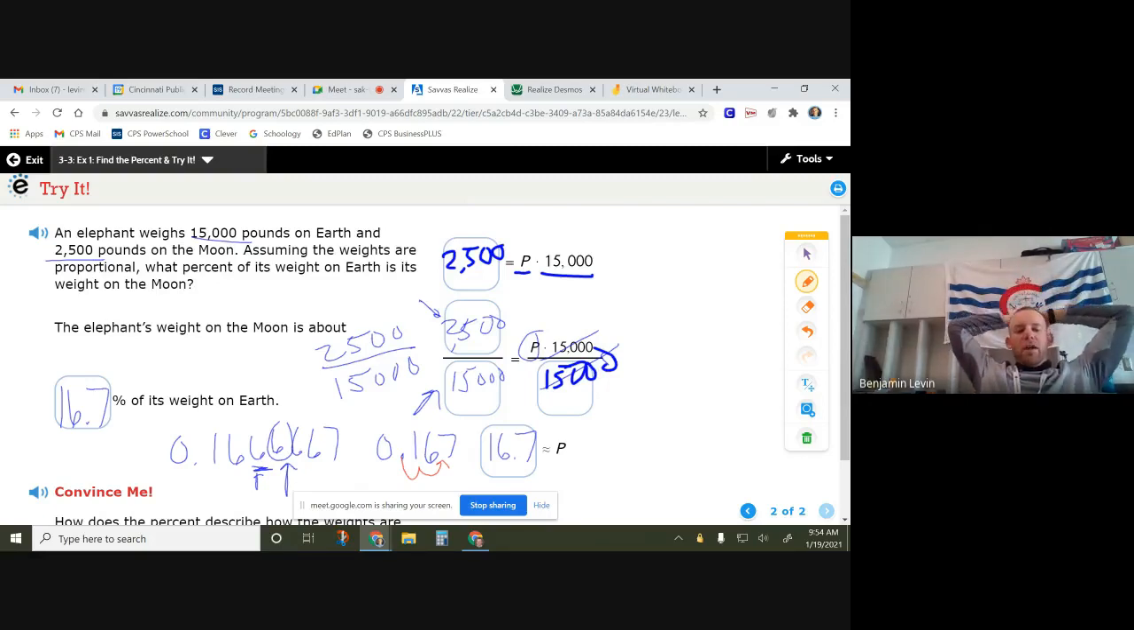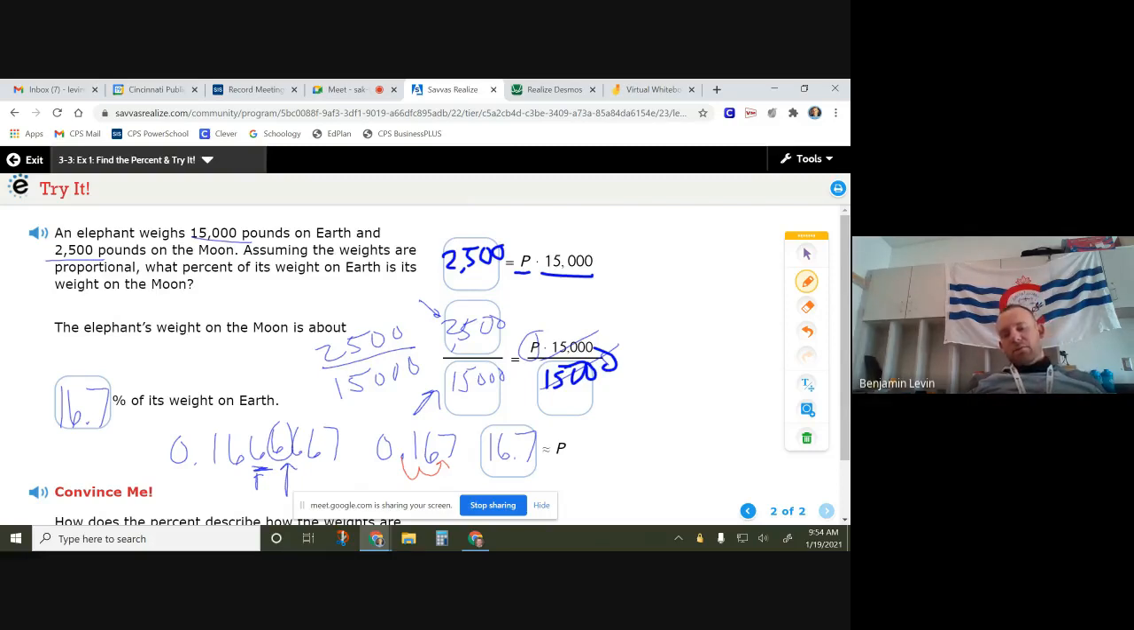So that means the elephant weighs 16.7% of its total weight on Earth on the moon, but it also means everything is going to be proportional. Everything is going to weigh just 16.7% of what it weighs on Earth. The moon has 16.7% of the Earth's gravity. It has a lot less gravity, right?